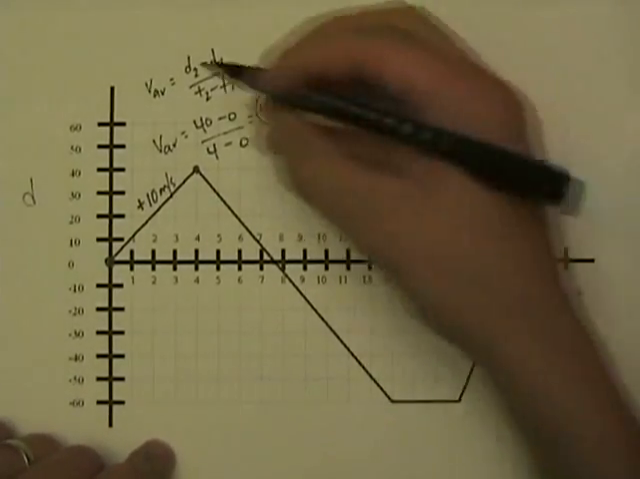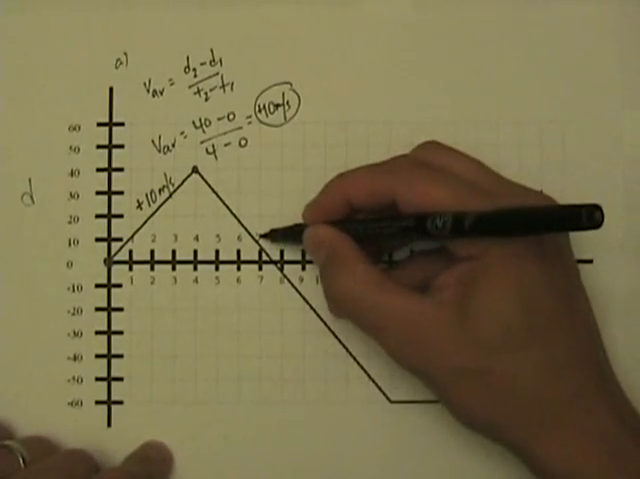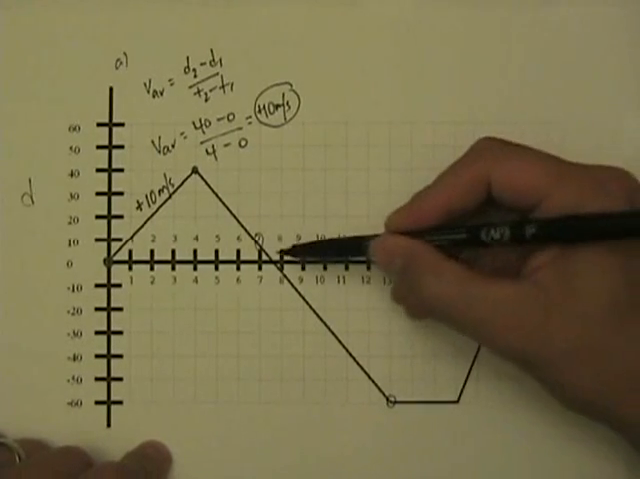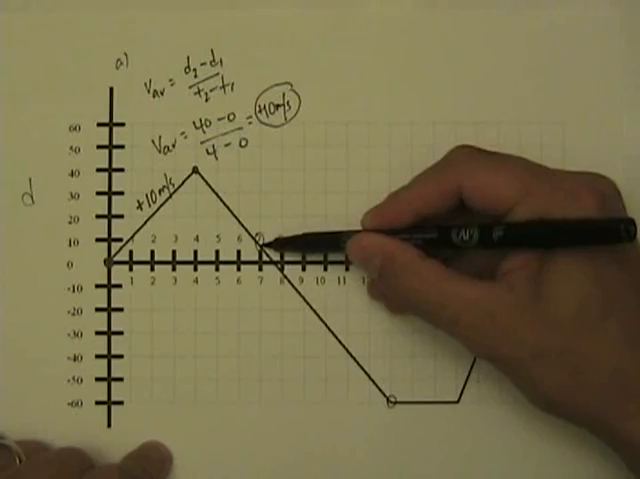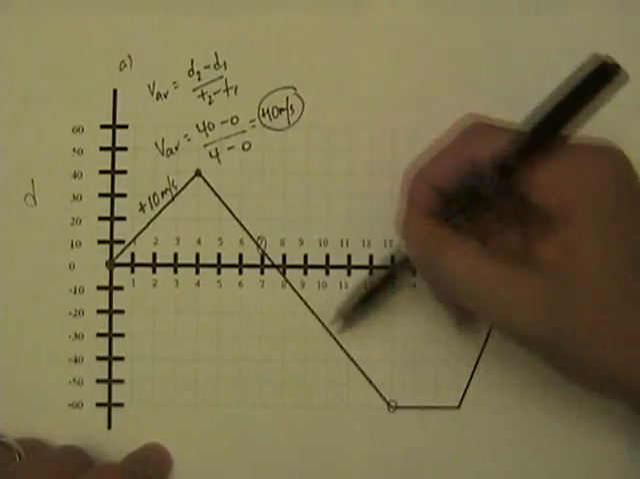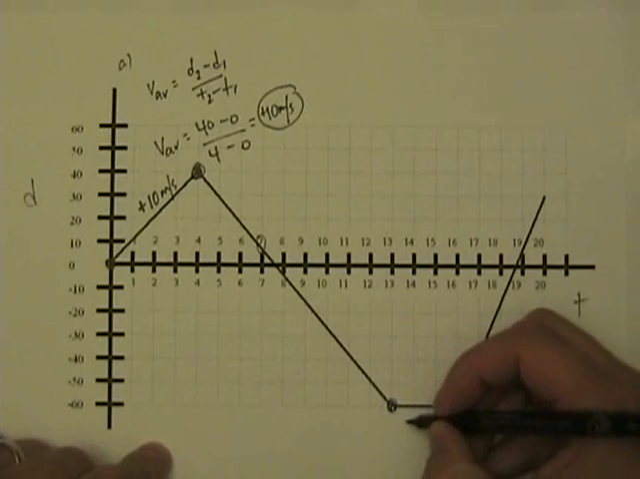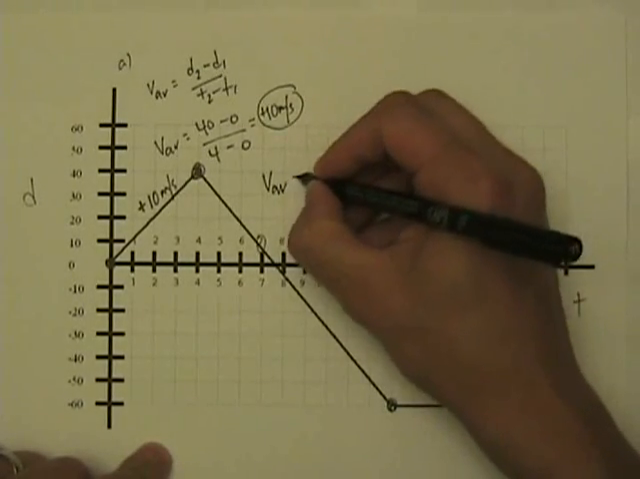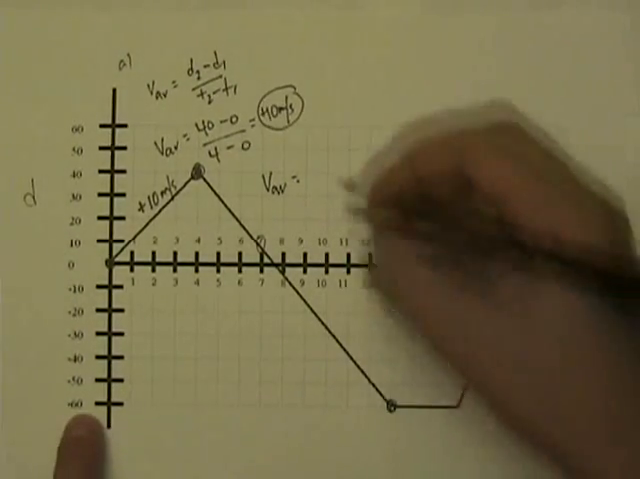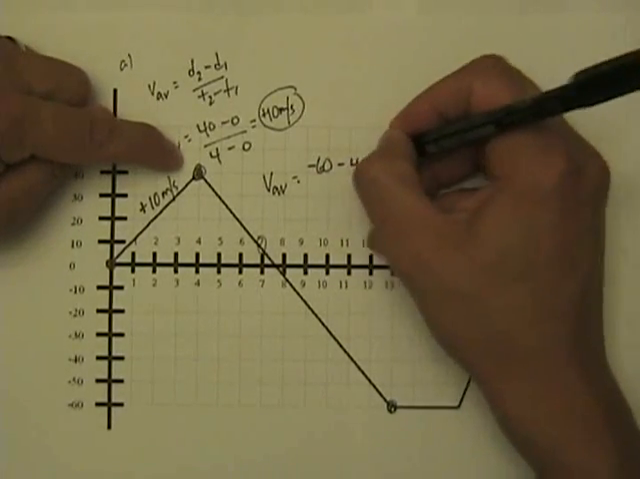The next one, part B, or whatever you call it, 2, would like to know from 7 to 13. Now I did this on purpose. 7, you can see, doesn't map out nicely. It's kind of in an awkward position. But when you have a straight line on a DT graph, you can pick any 2 endpoints you want. So I'm going to pick this as one endpoint, that is my other endpoint, and I'm going to find the average velocity by going d2 minus d1 over t2 minus t1. This is d2, so that's minus 60, minus d1, which is 40.